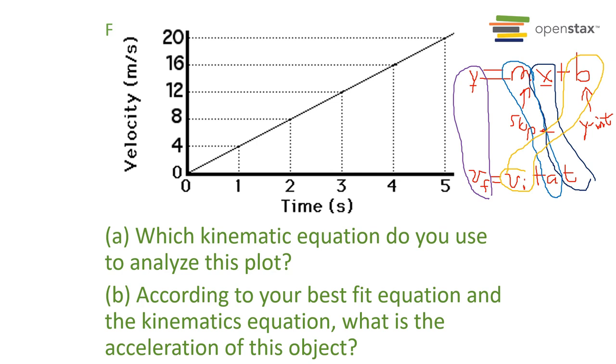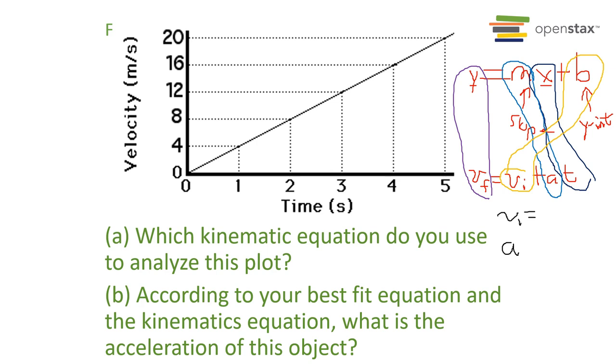All right, that's part A. Part B is, from this best fit equation, what's the acceleration? Well, according to this, acceleration is slope. So let's use the slope equation. Our initial velocity is zero according to this plot.